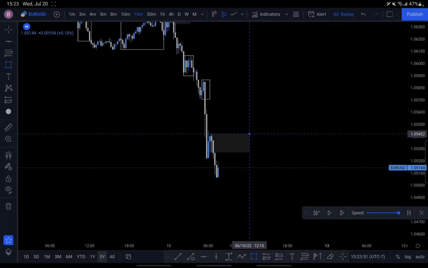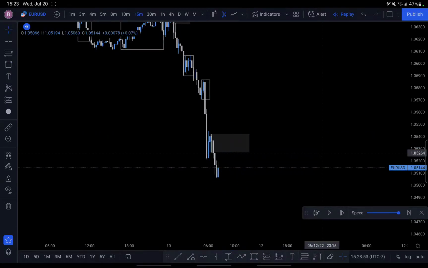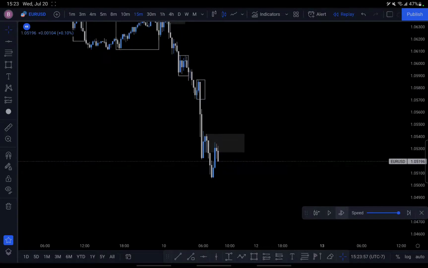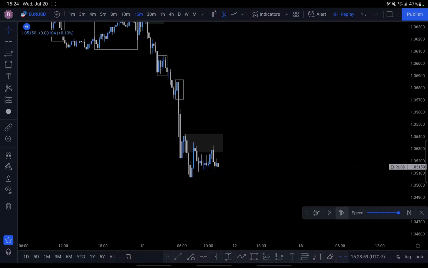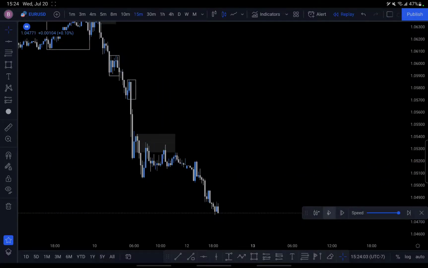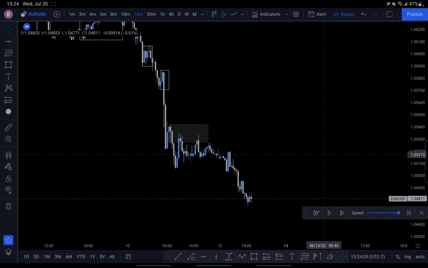See if price wants to come and play in here. Okay, we'll just keep playing price. Okay, price does enter there. Let's see what happens. Okay, and price breaks down. So we can see that our bias is correct.